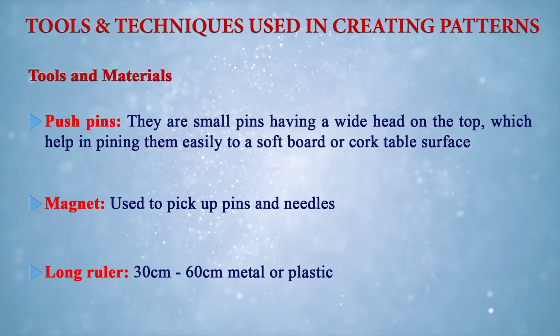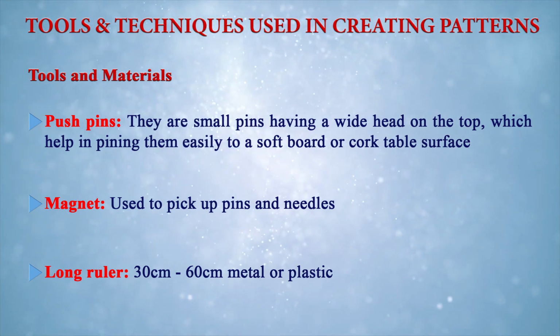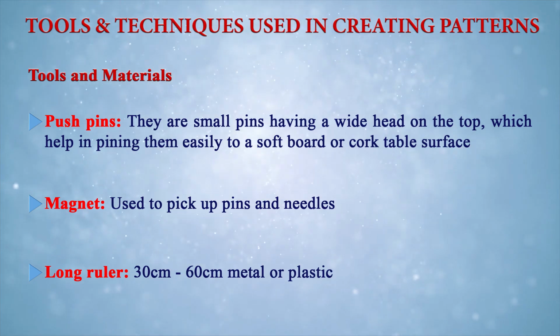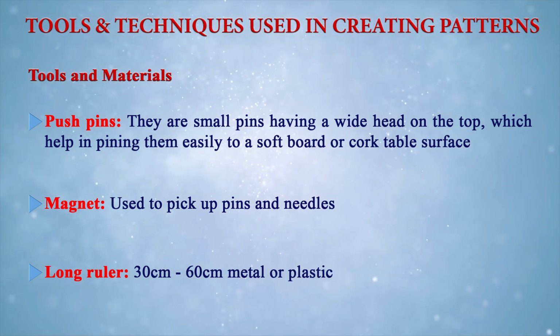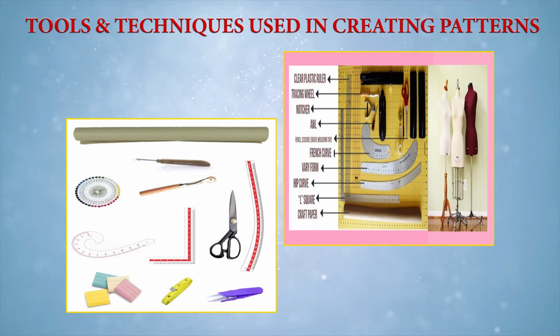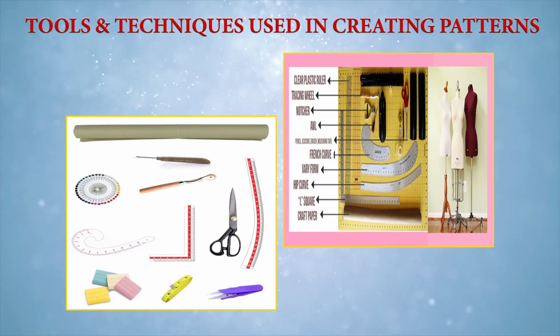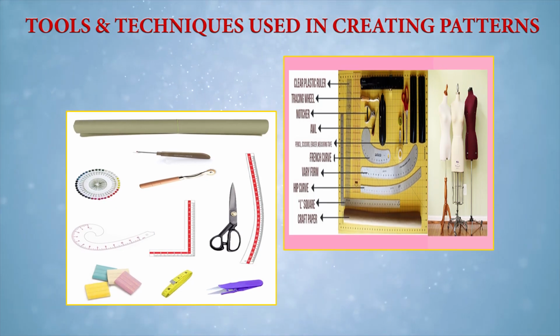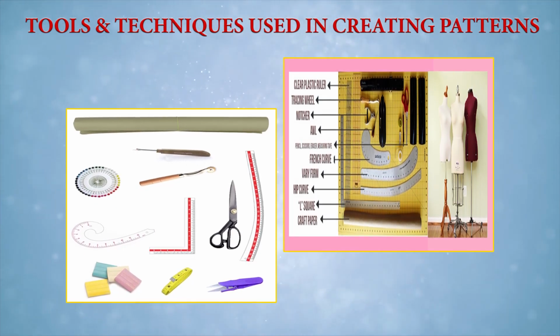We have long rulers of 30 centimeter and 60 centimeter. It can be of metal or it can be of plastic. So these are pictures of some of the tools we generally use. You can see the push pin in the first round circle, of multiple colors.